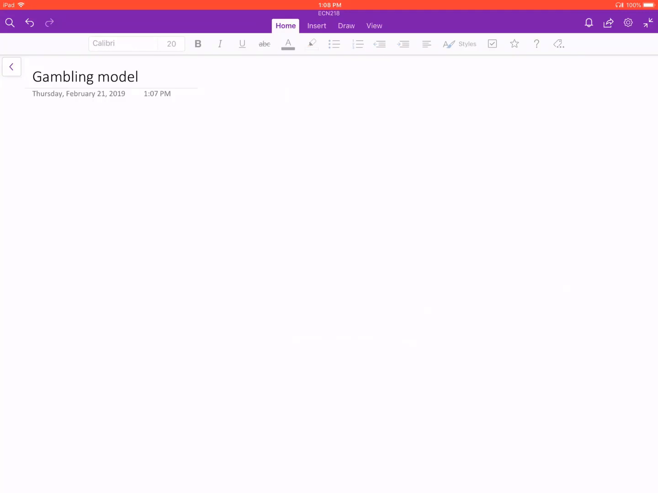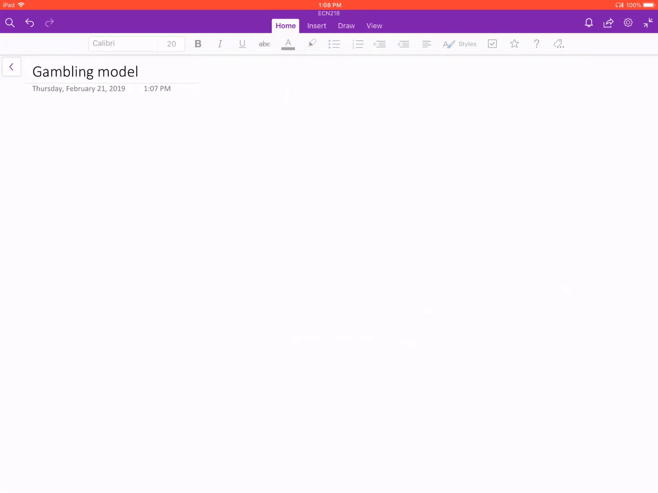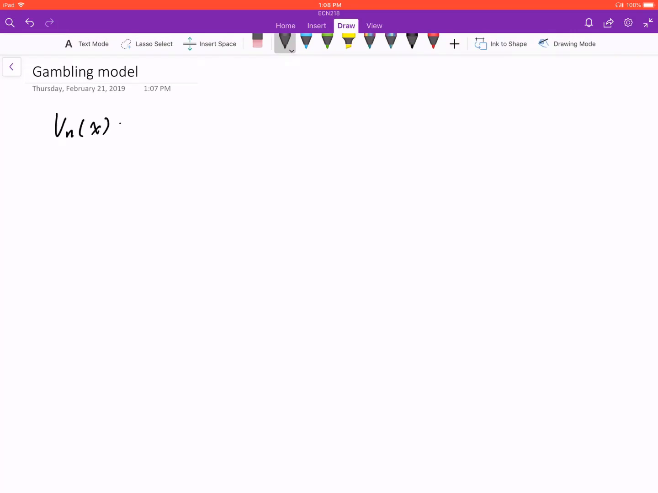Here we are going to explain how we can solve the gambling model. Let me first write down the Bellman equation. The Bellman equation is V_n of x equals the maximum over y between 0 and x. That's the bet. Y is the bet.